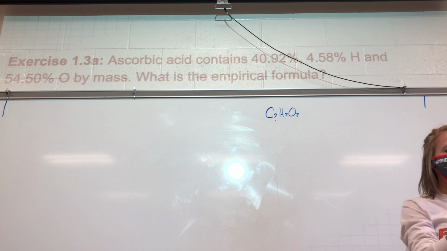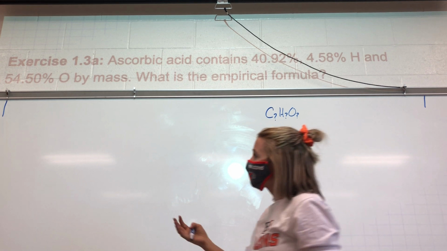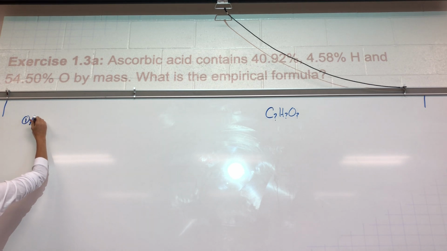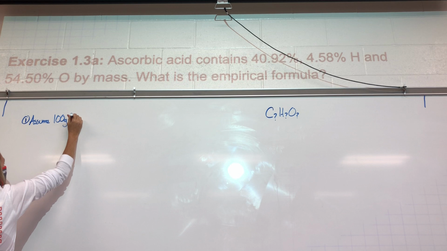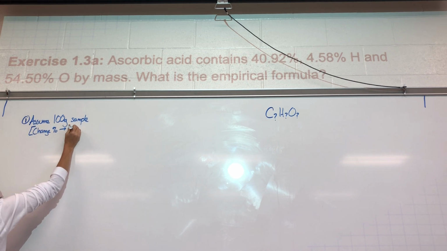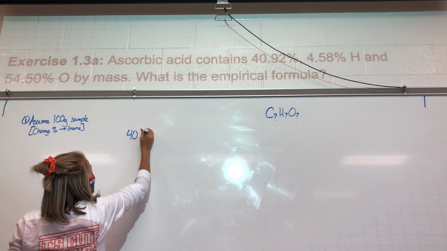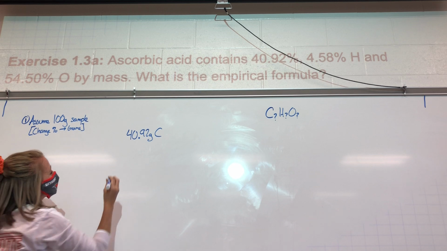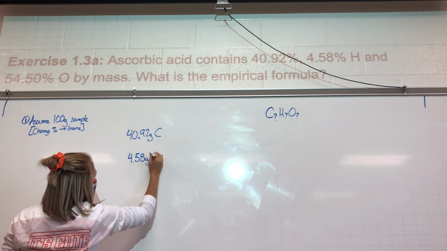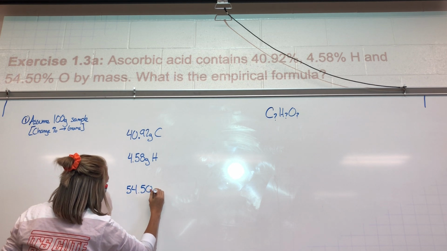Step one for determining an empirical formula is we've got to get out of percentages into something we can measure and work with. So when you're in percentages, step one is we are going to assume that I have 100 grams of my sample. The point of assuming 100 grams is I can change percentages to grams. So I can say, all right, I have 40.92 grams of carbon, 4.58 grams of hydrogen, and 54.50 grams of oxygen.